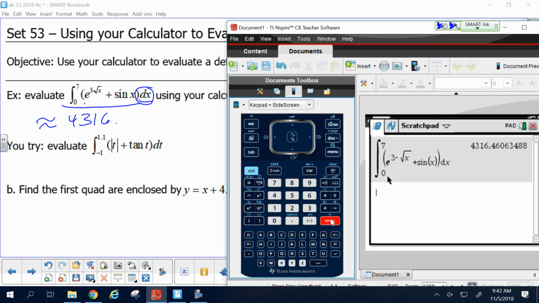4,316 point, give me 3 more decimals. So I would take 460, I'd take 461. I would take more than 3 decimals, 4606. Always give me at least 3 decimals.